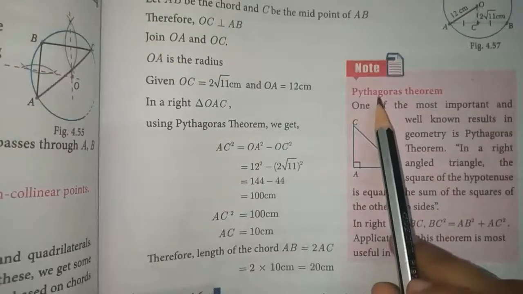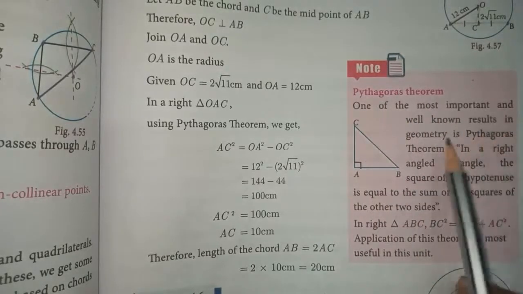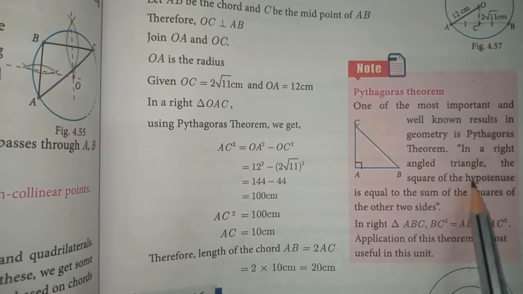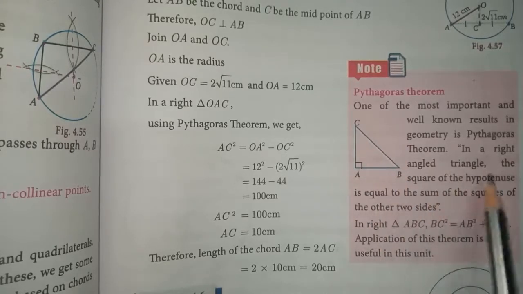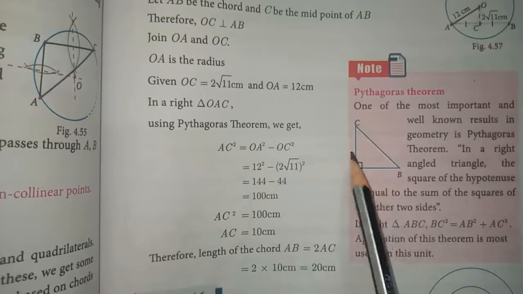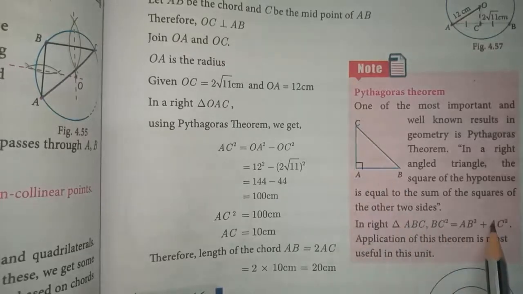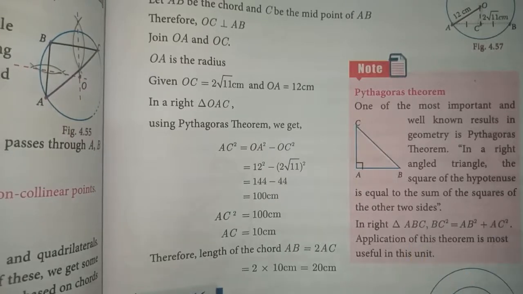So first of all, you have to know about Pythagoras theorem. One of the most important and well-known results in geometry is Pythagoras theorem. In a right angled triangle, the square of the hypotenuse, here we can see the hypotenuse is BC, is equal to the sum of the squares of the other two sides. These are the other two sides. So in a right angled triangle ABC, BC square is equal to AB square plus AC square. So this is the Pythagoras theorem.